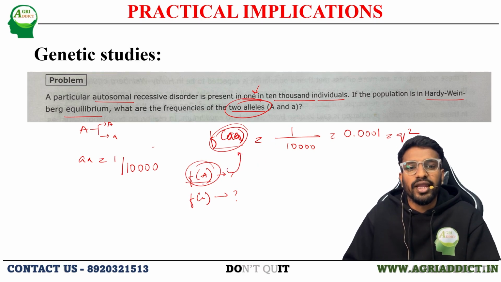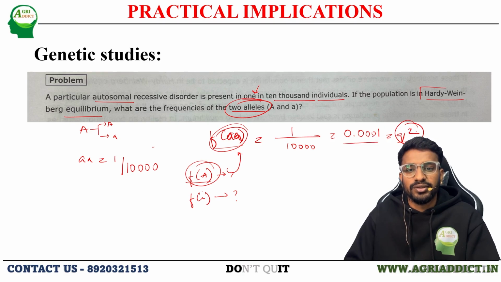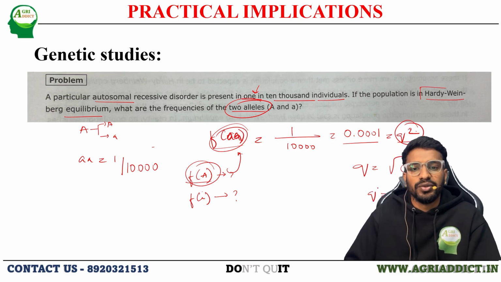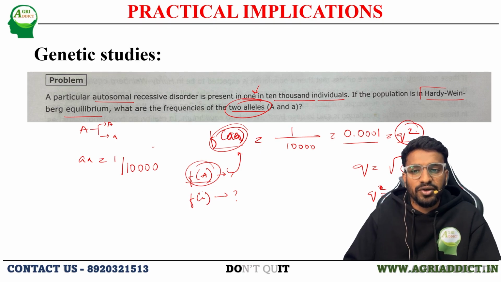Now, how can we calculate this allelic frequency? As we know, they are already saying that it is in Hardy-Weinberg equilibrium. If it is satisfying this equilibrium, that means if q square is equal to 0.0001, then obviously q will be the square root of this value, which would be 0.01. So q is now 0.01, which is the frequency of the small allele.